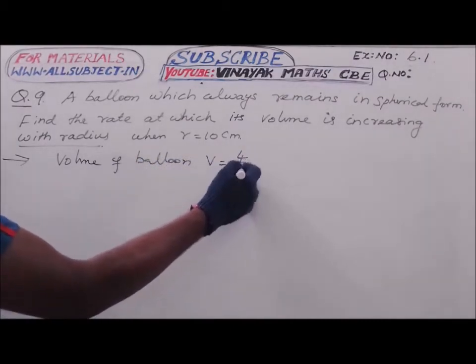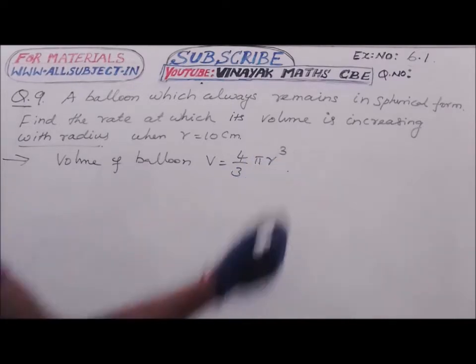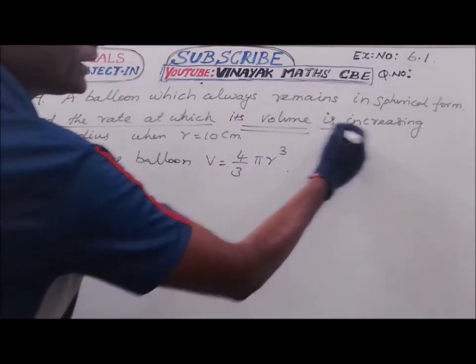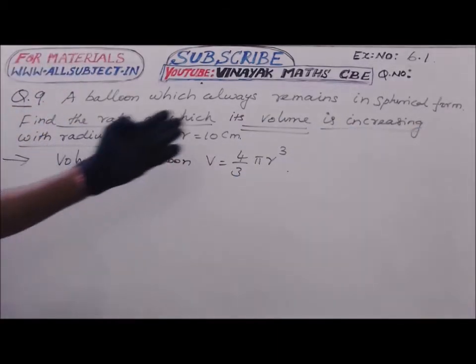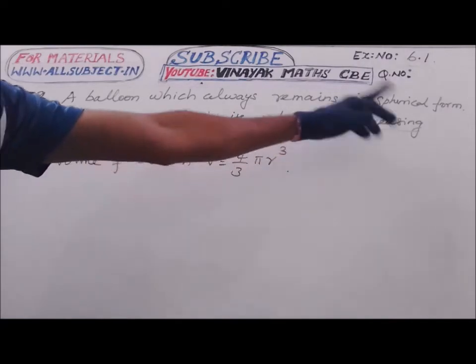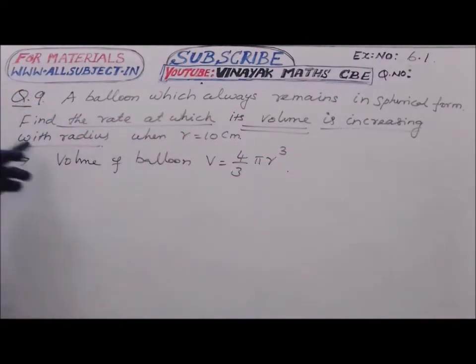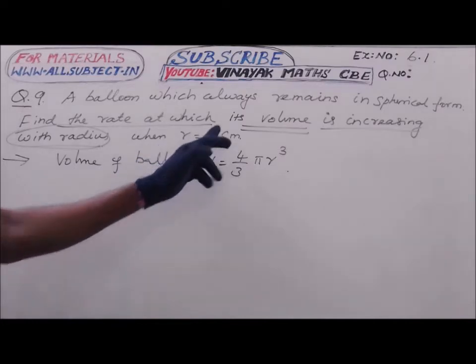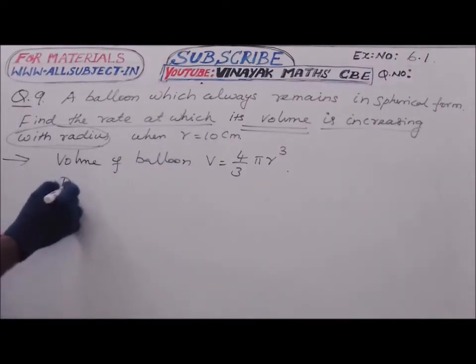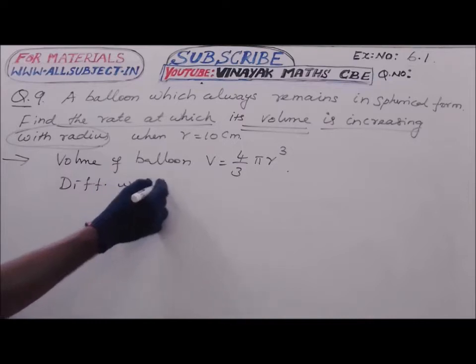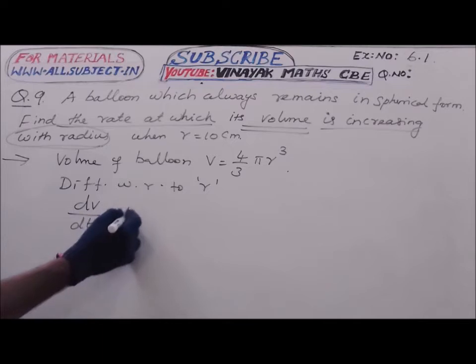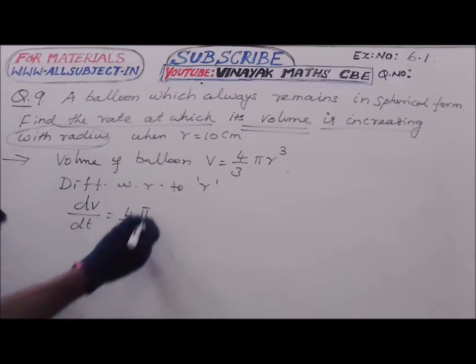V equals 4 by 3 pi r cube is taken. Find the rate at which its volume is increasing. That means dV by dt we need to find. It will be a positive quantity because it is mentioned that it is increasing with the radius. This is very important. With respect to radius is given, so we should differentiate it with respect to r, and then substituting r you can easily get the result. So differentiate with respect to r. dV by dr equals 4 by 3 pi constant.